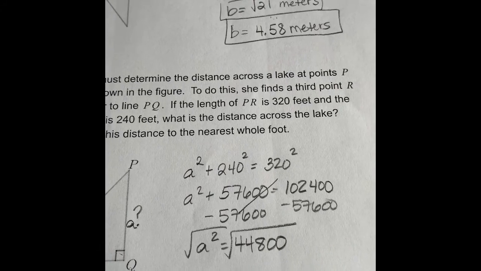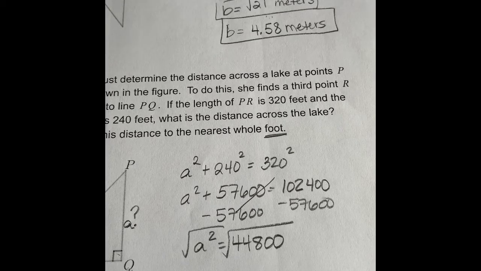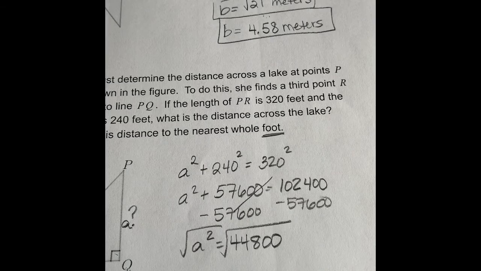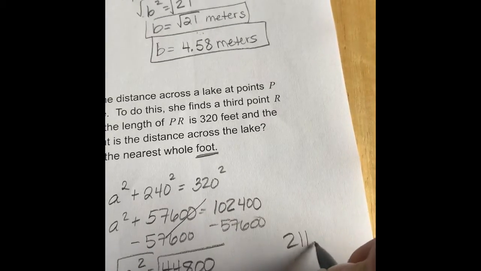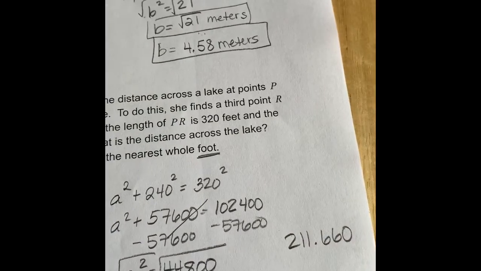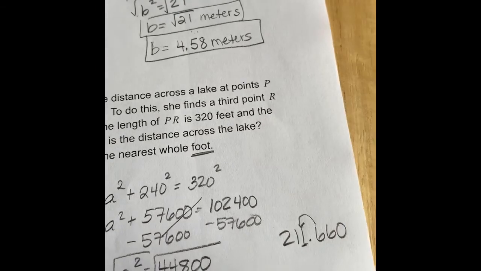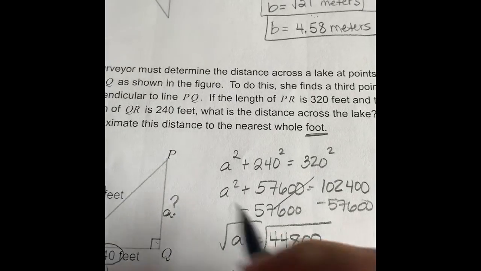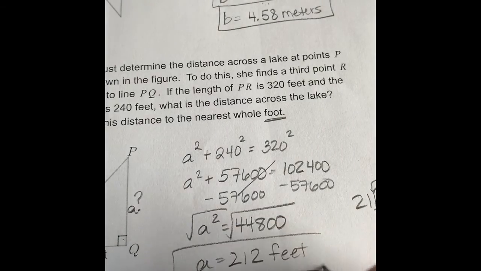It says to round it to the nearest foot, so no decimal places. In your calculator, you should have 211.660. That's 6. So let me write this down to show you really quick. In your calculator, there's more digits than that, but I'm just going to show you this. So to the nearest foot means to this place here. So this 6 is going to bump that up to a 2. So my answer would be 212. In this case, it's feet. And that's going to be our final answer.